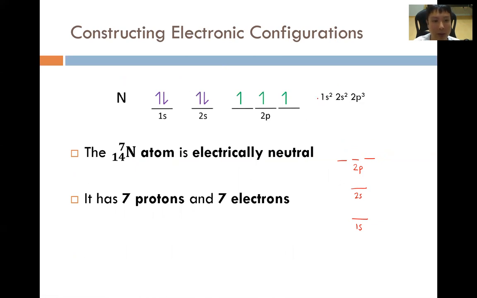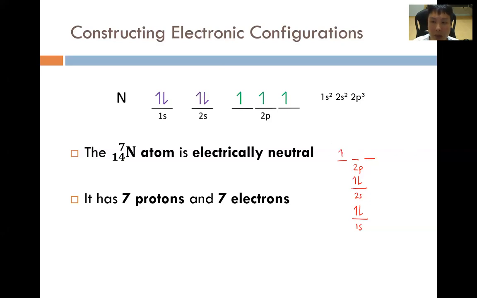So nitrogen is 7 and 14, which means that it has 7 protons and 7 electrons since it's electrically neutral, which means I have to fill up 7 electrons. Based on the Aufbau principle, I will put the first electron in the lowest energy orbital, and then the next one is still the lowest energy orbital, so I'll put it into the 1s orbital, but it must be of the opposite spin so that it satisfies the Pauli exclusion principle. The next one will go into here, and the next one will go into here, filling up 4 electrons.